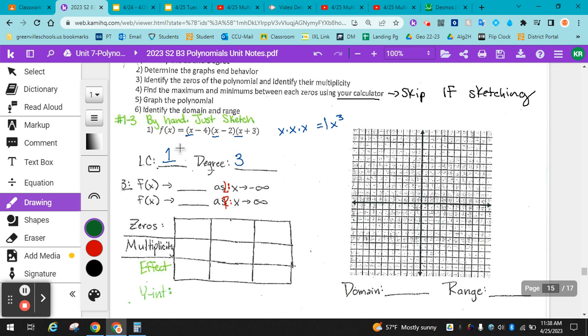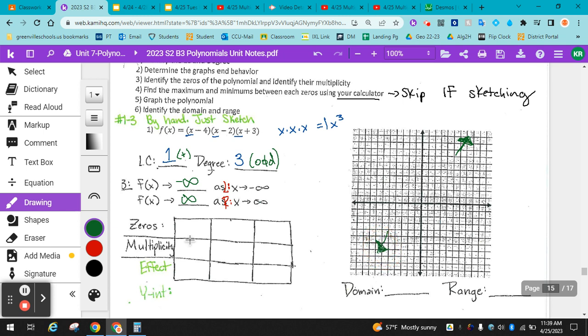So if my leading coefficient is positive, the right side of the graph goes up, positive. Up. If my degree is odd, then the left side of the graph does the opposite, odd opposite. So that means this one goes down.